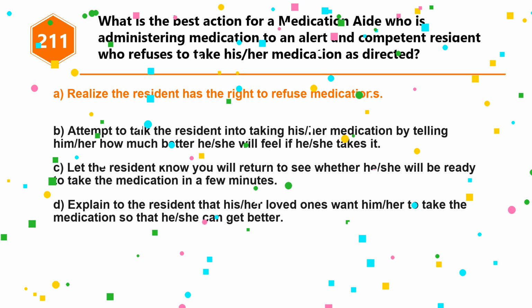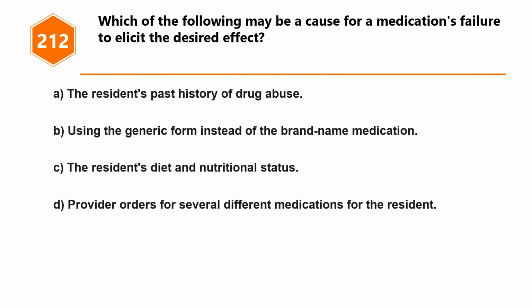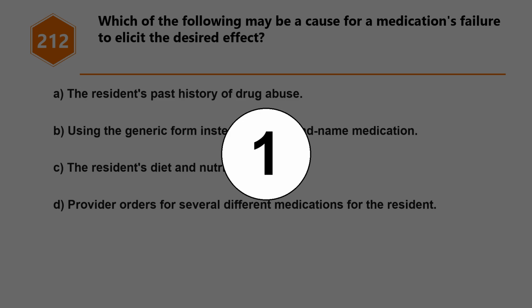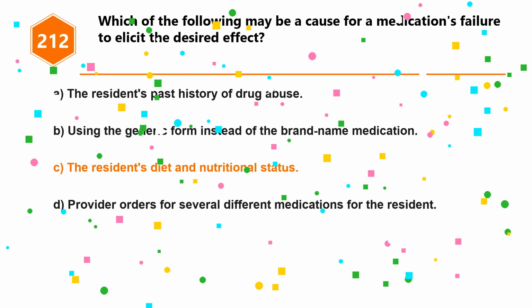The correct answer is option A, realize the resident has the right to refuse medications. Question 212. Which of the following may be a cause for a medication's failure to elicit the desired effect? Option A, the resident's past history of drug abuse. Option B, using the generic form instead of the brand name medication. Option C, the resident's diet and nutritional status. Option D, provider orders for several different medications for the resident. The correct answer is option C, the resident's diet and nutritional status.